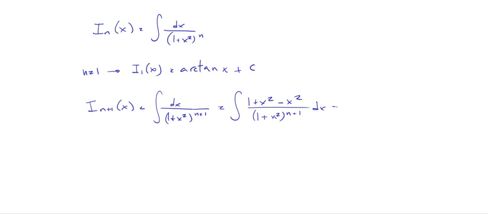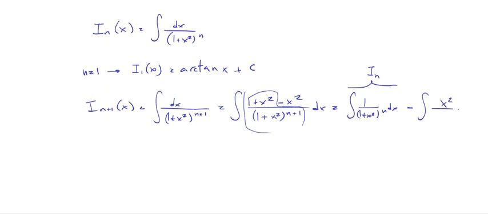So we can now separate this part. This is just 1 over (1 plus x squared) to the n dx, but this is just our integral with index n, and then we have minus x squared divided by (1 plus x squared) to the n plus 1 dx, right? And now we can integrate this thing by parts.